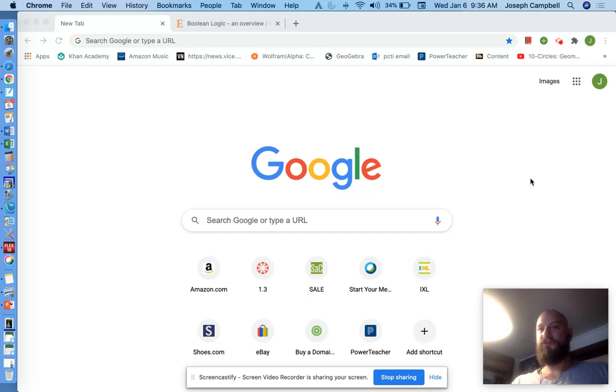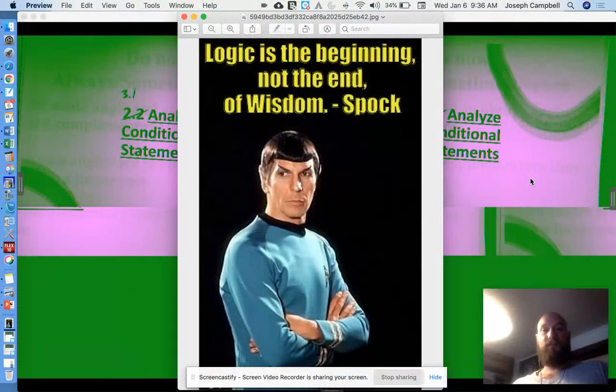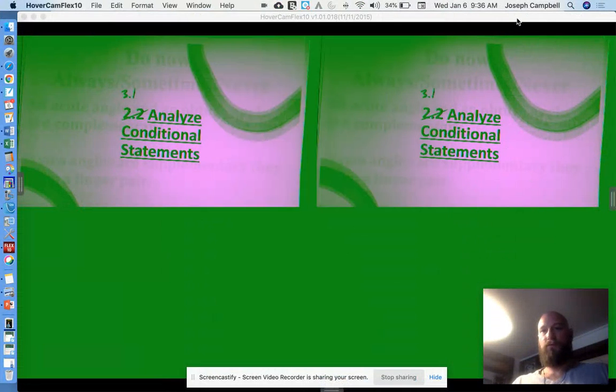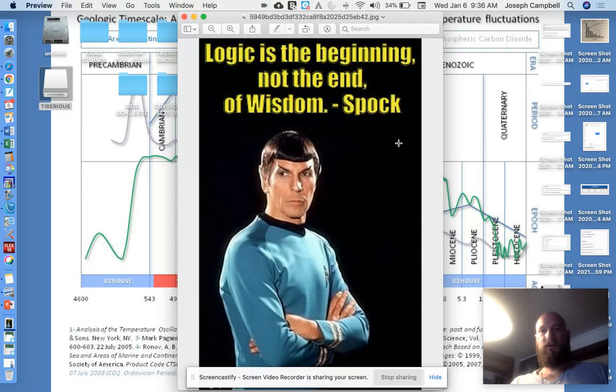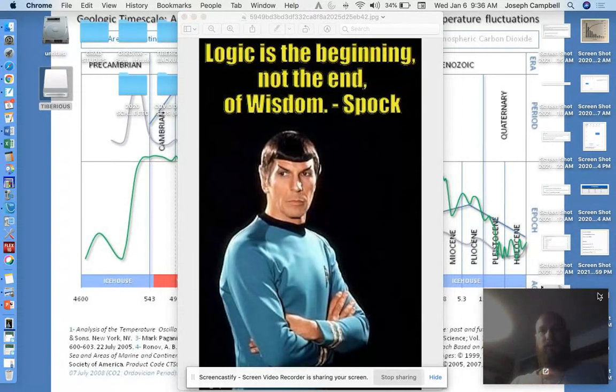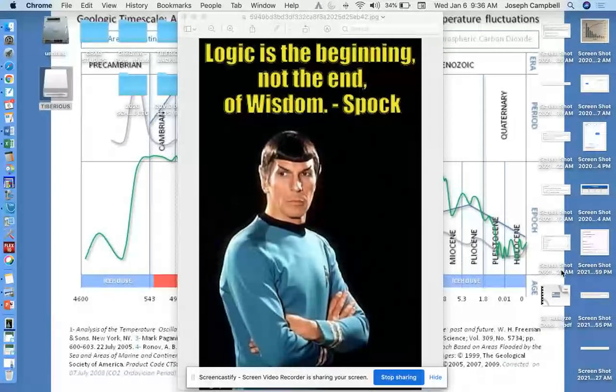Let me just introduce you to the idea by starting with one of my favorite characters in all of American cinema, Mr. Spock, the science officer Spock. Anyway, he says logic is the beginning and not the end of wisdom. And that's what we're studying today, this idea of logic.